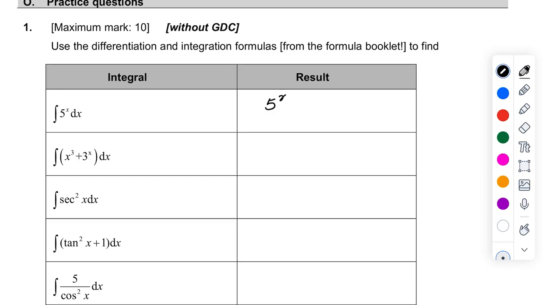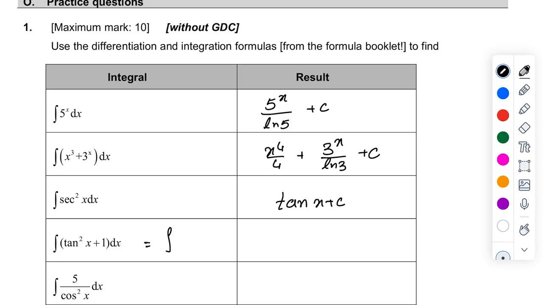So it becomes 5 power x upon ln 5 plus c. Then integral of x cube becomes x power 4 upon 4. Plus 3 power x integral is 3 power x upon ln 3 plus c. Integral of secant square x is tan x plus c. And integral of tan square x plus 1.